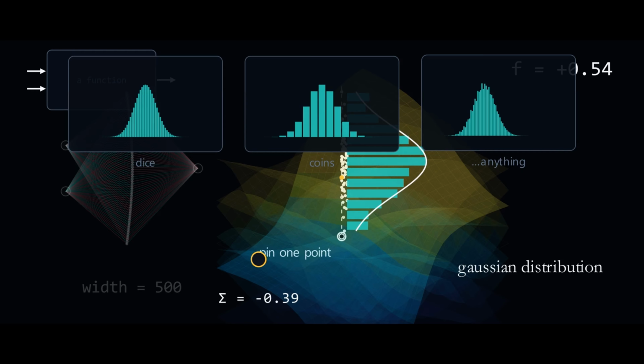Roll dice, it's a bell curve. Flip coins, bell curve. Add up 1,000 random weights, bell curve. The network isn't doing anything clever. It's wide, so it's summing, and summing is what makes Gaussians.